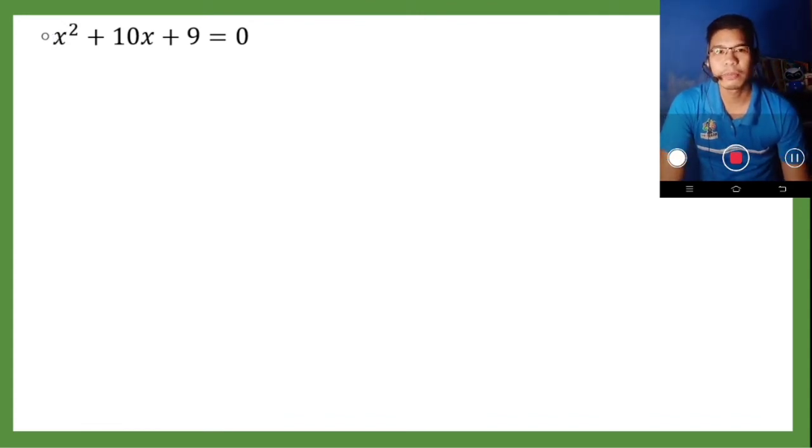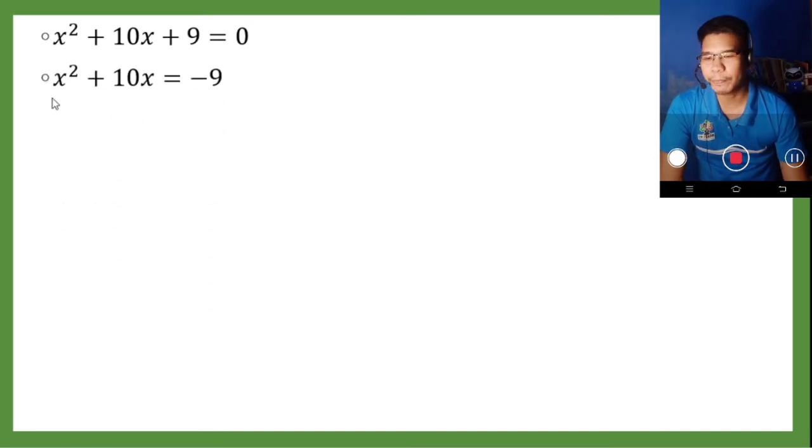We will now proceed with step 2. We're going to transfer positive 9 to the other side of the equation. That's why it will become x squared plus 10x equal to negative 9.